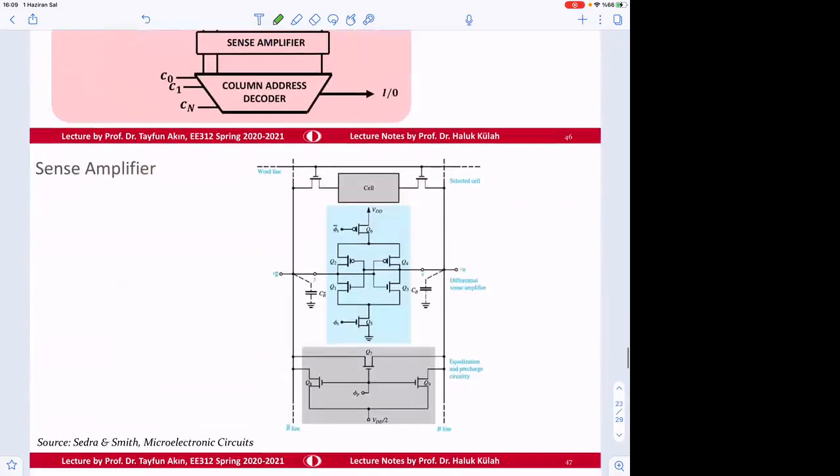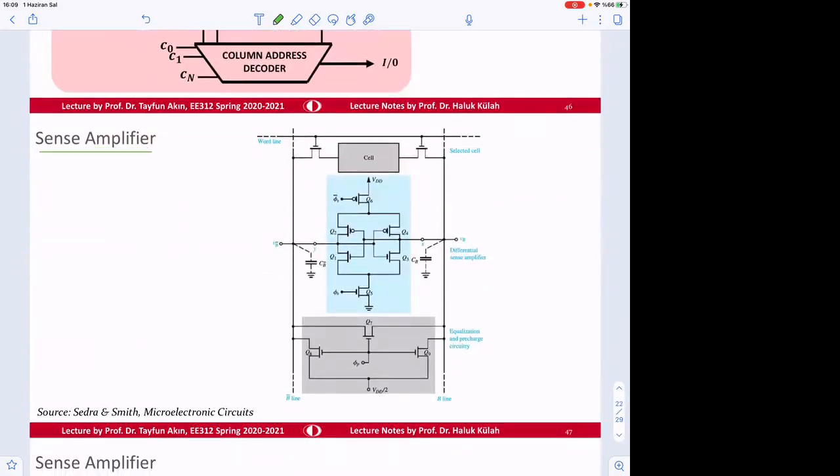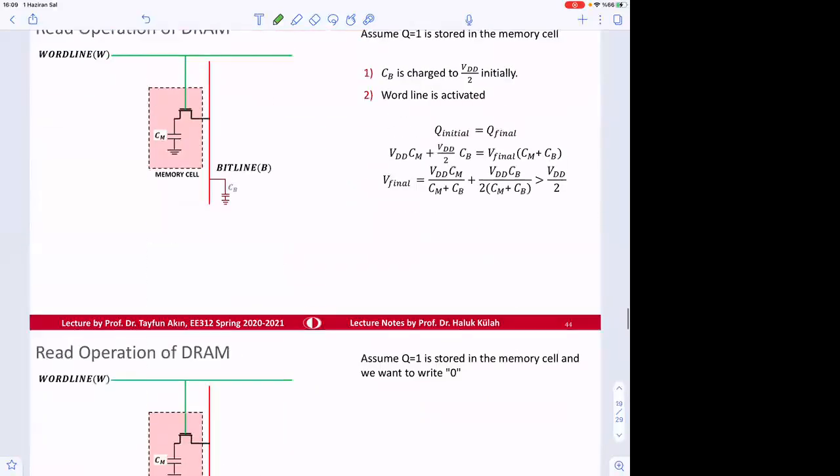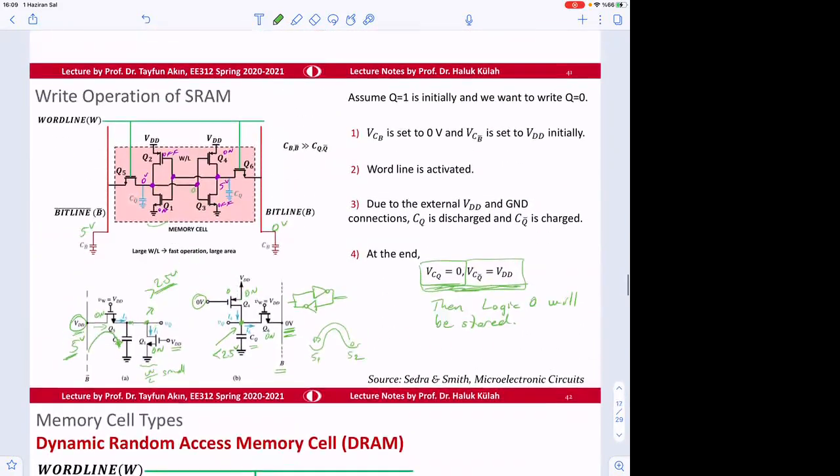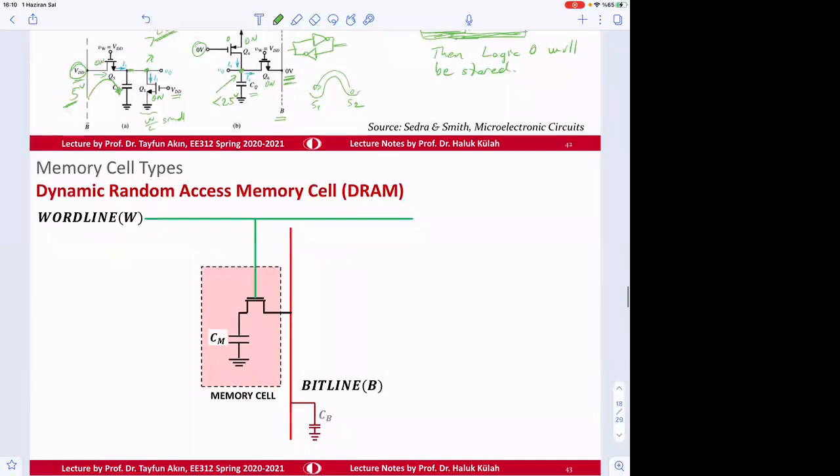and we will see in the coming slides how the sense amplifier works; we'll talk about the sense amplifier later on. But this is static RAM. Some people call this thing a 6 transistor memory cell. Why? Because there are 6 transistors in the memory cell.